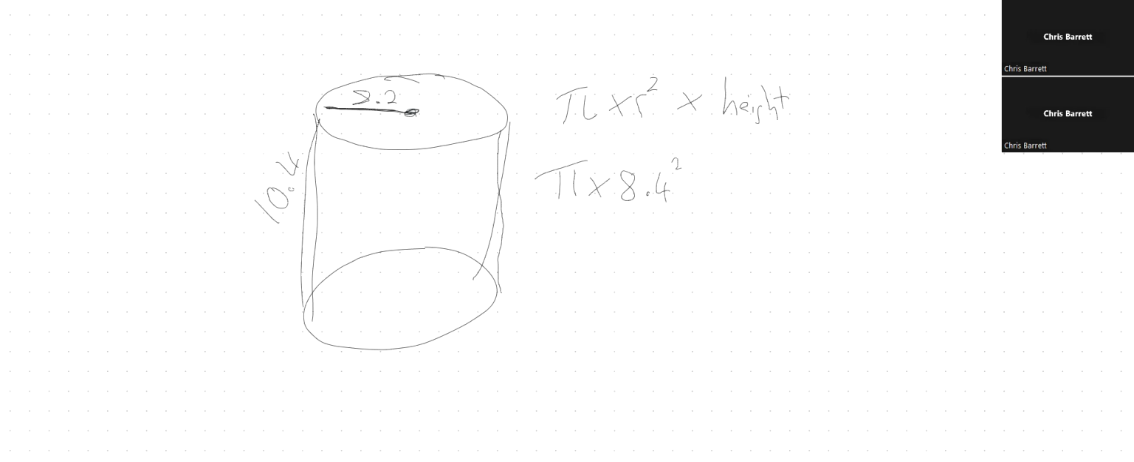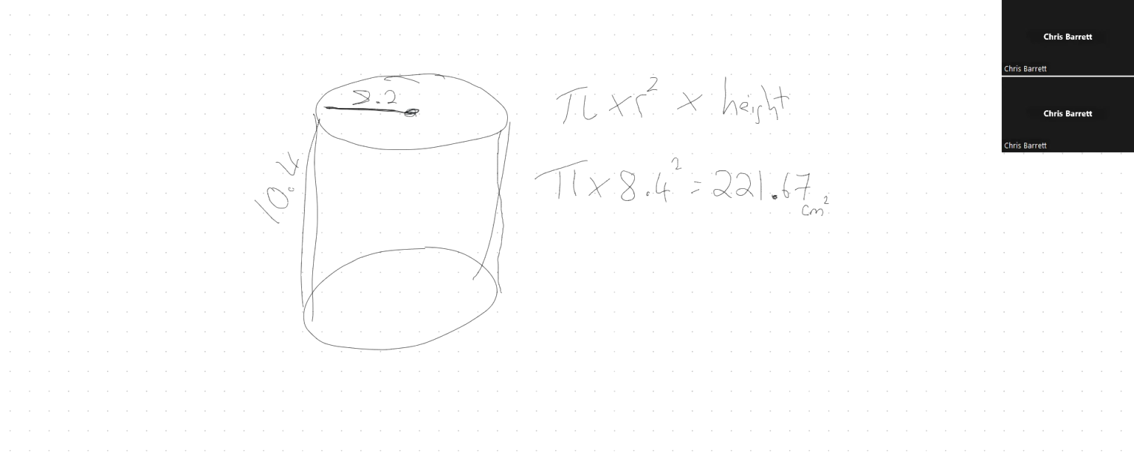Oh, hold on, clear everything. Right, 8.4 squared multiplied by shift and pi. That gives me 221.67 centimeters squared, and that's correct to 2 decimal places.